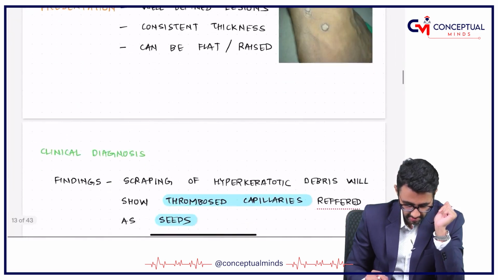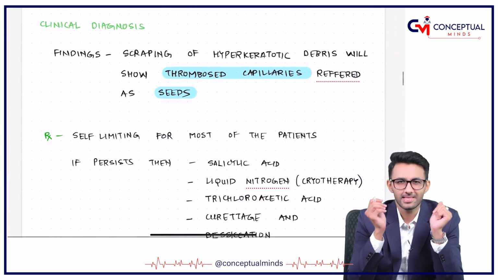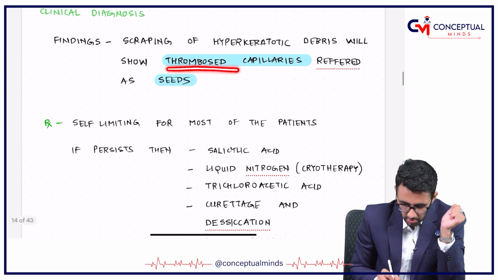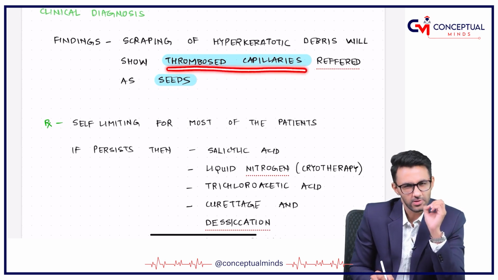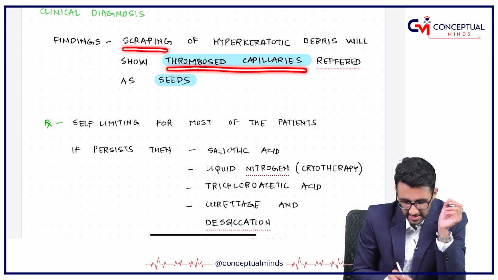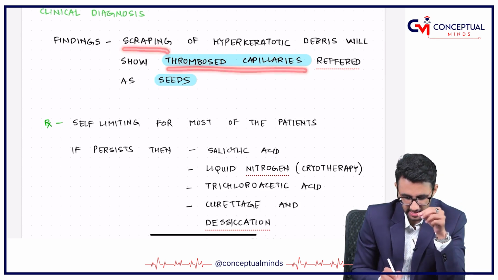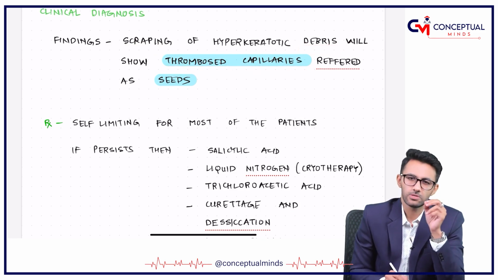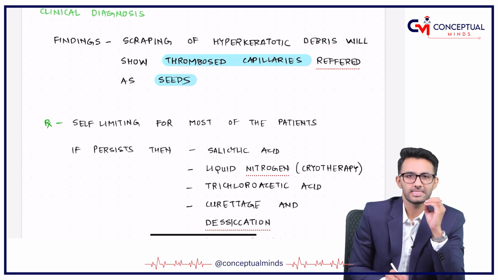We move on to the next thing, that is the clinical diagnosis. How are we going to do it? We are going to find thrombosed capillaries. This is a very hot word. We find them when we take scrapings of the skin debris; the thrombosed capillaries are referred to as seeds.